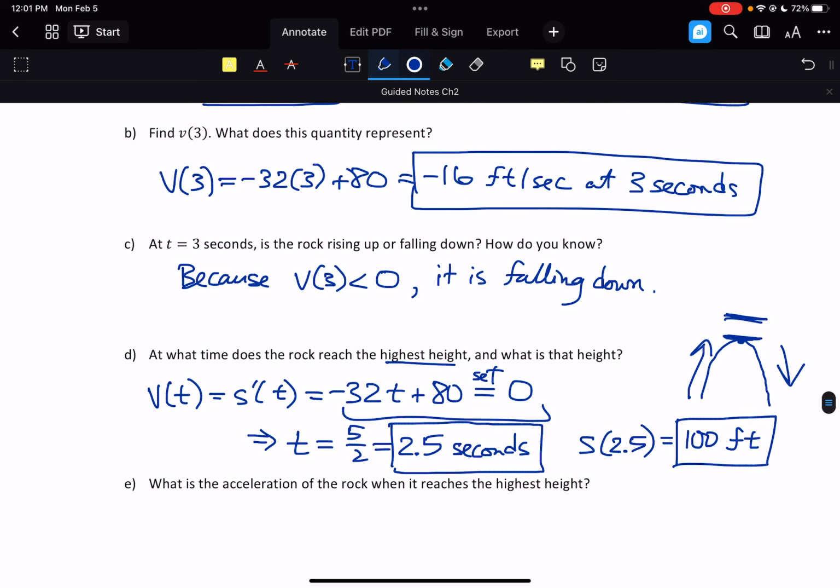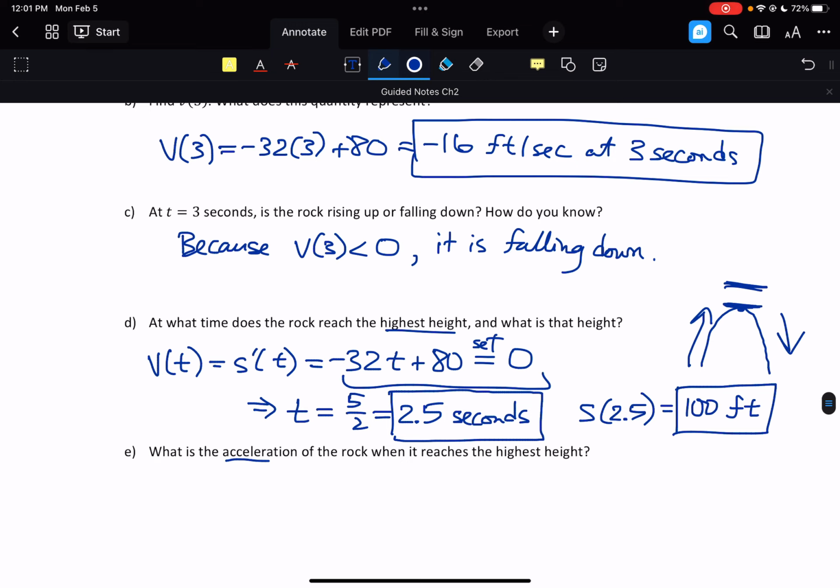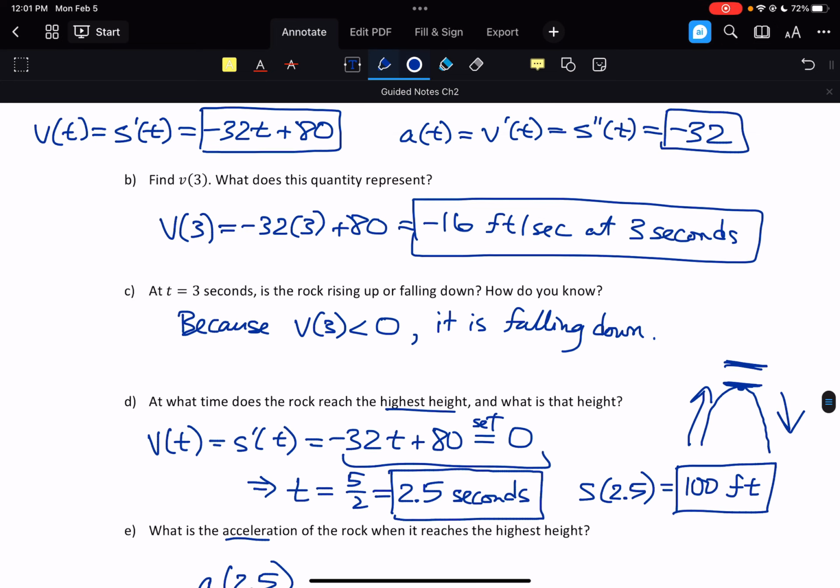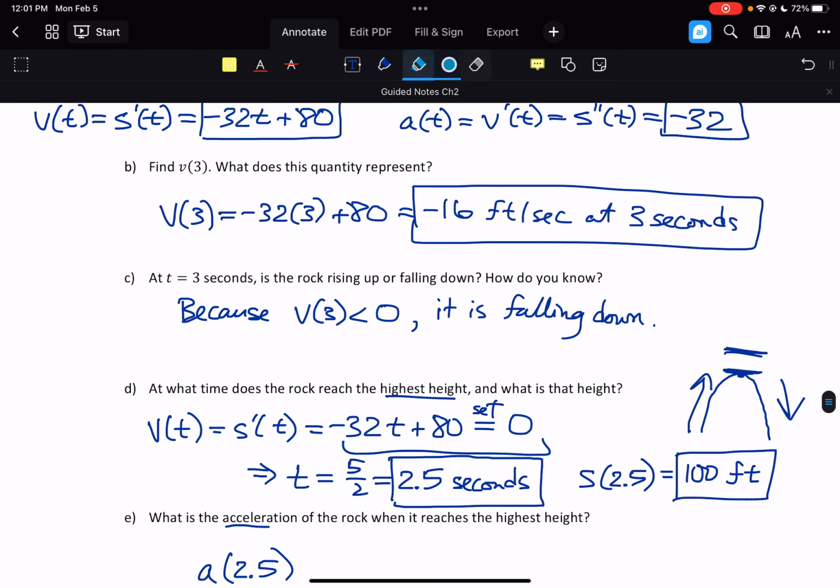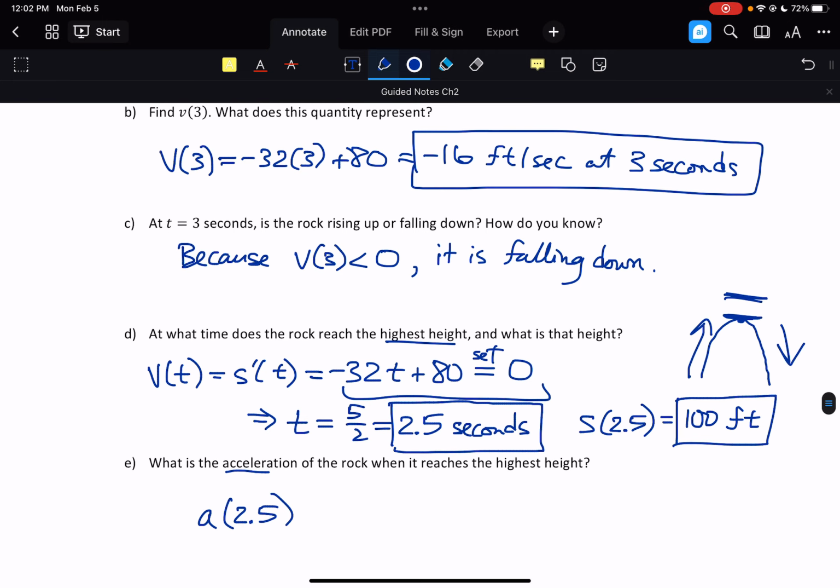So then, what is the acceleration of the rock when it reaches the highest height? So at 2.5 seconds, we just take a and plug in 2.5. But the function for a, we saw back up here, is just negative 32. If there is no variable for us to substitute into, then it doesn't matter what this number is. It's just always going to be negative 32. And that's in feet per second squared.